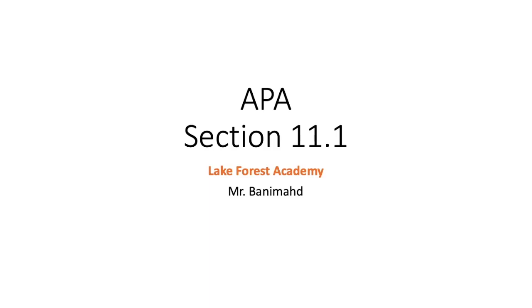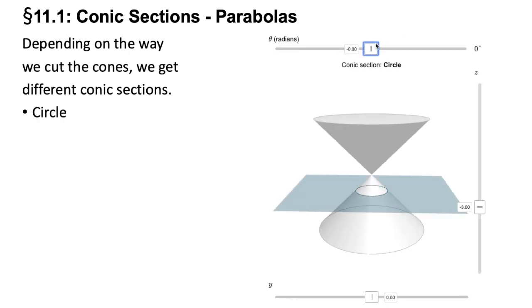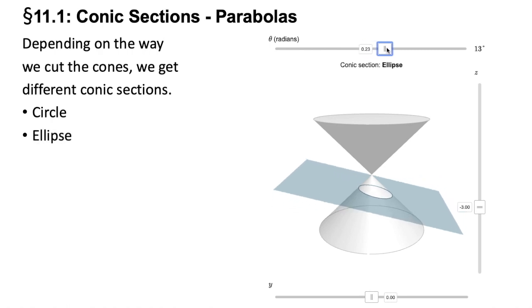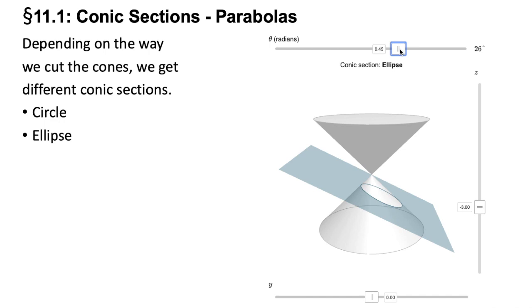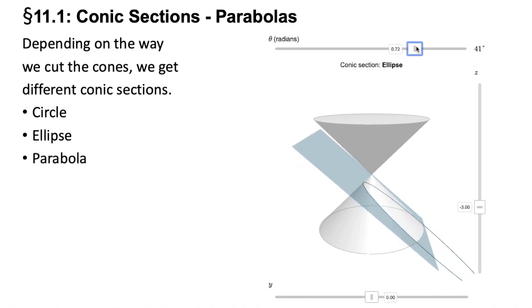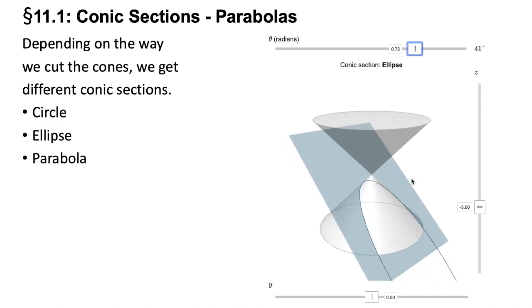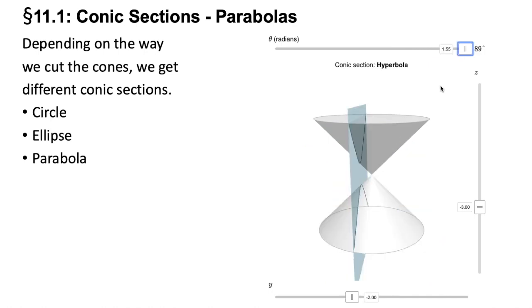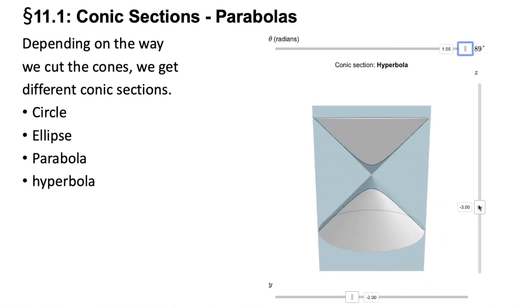Section 11.1 Conic sections, parabolas. Depending on the way we cut cones, we get different conic sections. If we cut the cones horizontally, we get a circle. If we cut it with an angle such that the resulting section is closed, we get an ellipse. If we cut it with an angle such that the resulting section is open, we get a parabola. And if we cut it vertically, we get a hyperbola.